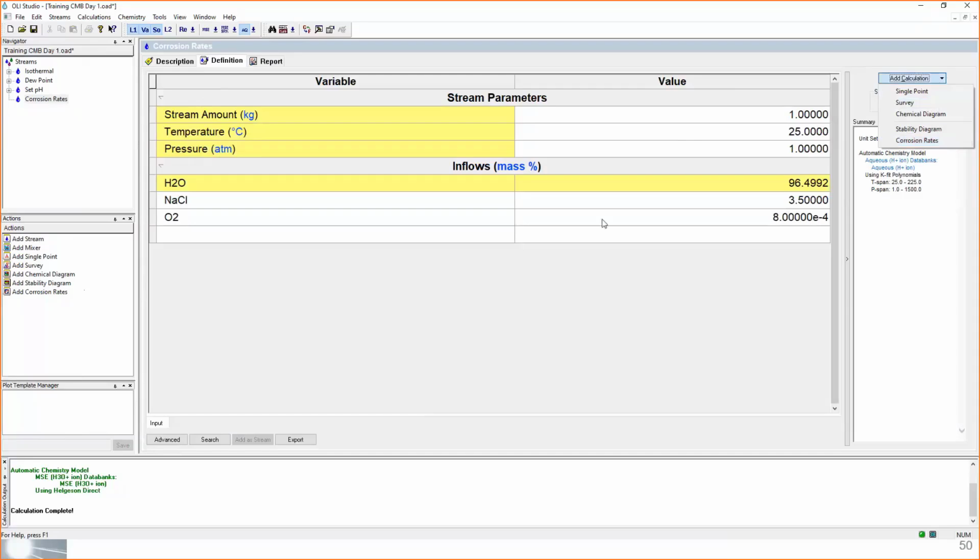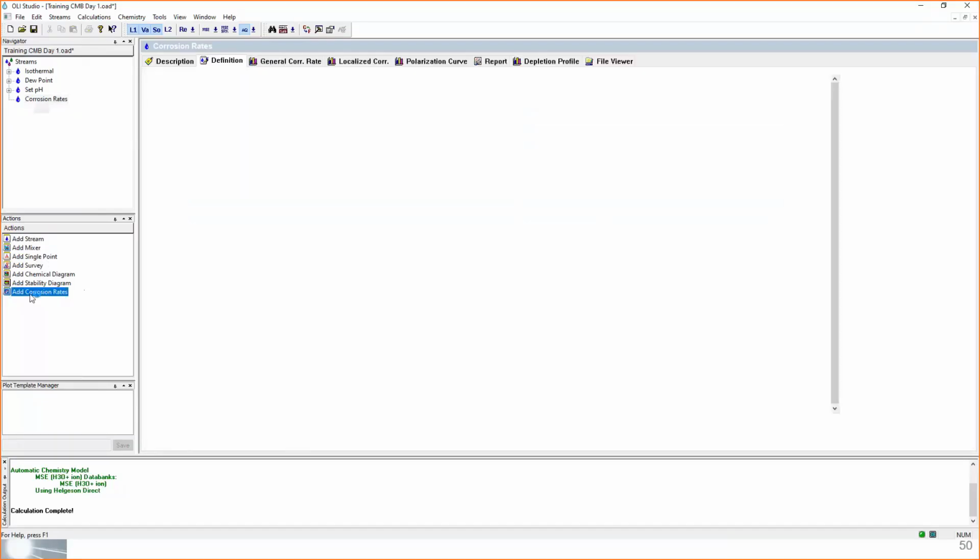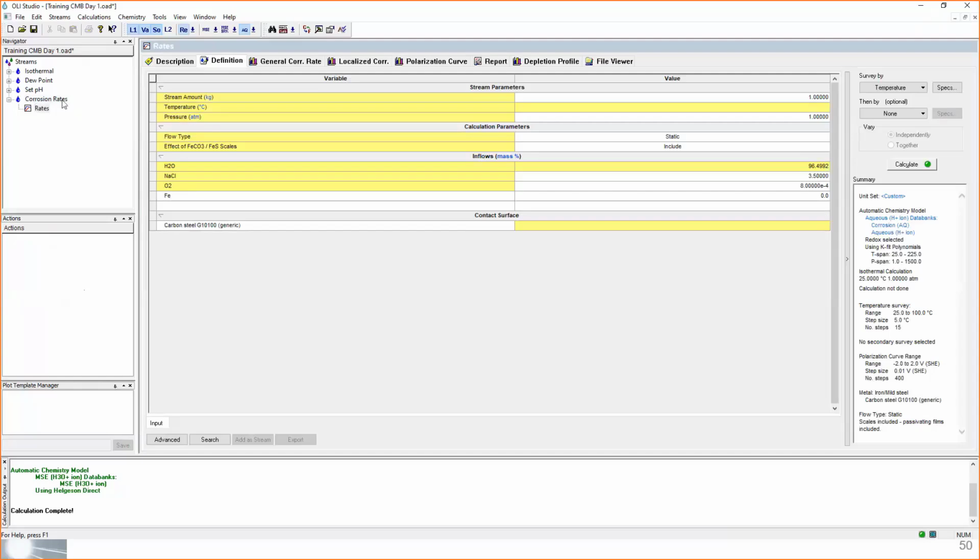Or you can come here to the actions pane where you'll see the add corrosion rates button or icon. So click on that button or that icon. You'll see that immediately goes under the stream level, which is corrosion rates. Okay, so very similar to a single point calculation. Okay, so we have to do different changes here.